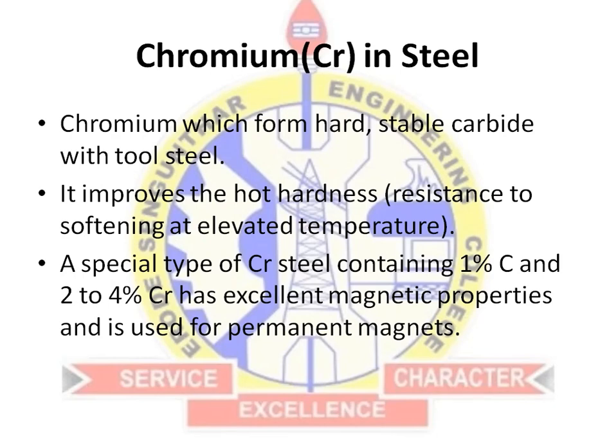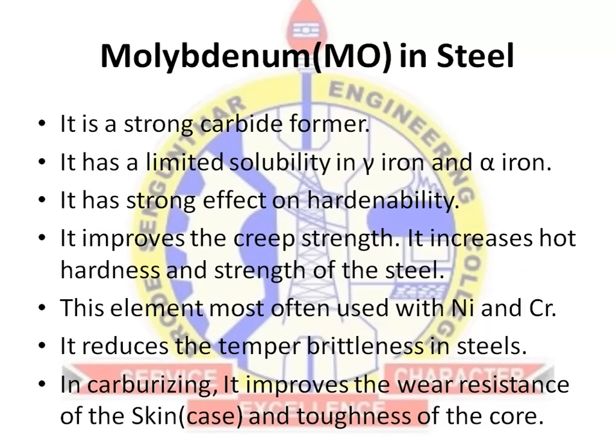Hardness means resistance to softening at elevated temperature, where elevated means reasonably high temperature. A special type of chromium steel contains 1 percent of carbon and 2 to 4 percent of chromium. It has excellent magnetic properties and is used for permanent magnets. So the composition contains around 1% carbon and 2 to 4% chromium for better magnetic property.